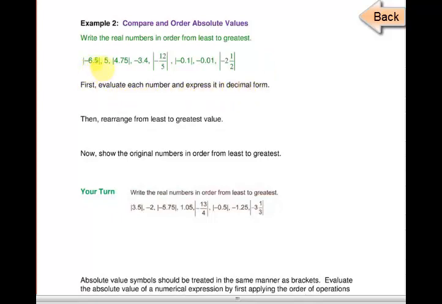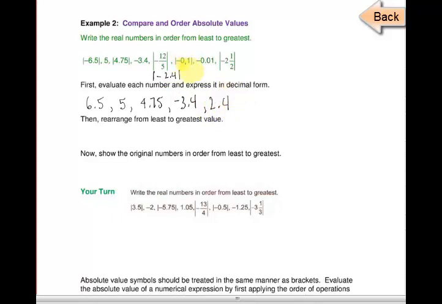Alright, so our first number is the absolute value of negative 6.5. Remember, the absolute value of any number has to be positive, so the absolute value of negative 6.5 is 6.5. The 5 is already evaluated. The absolute value of 4.75 is positive 4.75. And then we have negative 3.4. Now the absolute value of negative 12 over 5 is the same as the absolute value of negative 2.4, and so the absolute value of negative 2.4 is positive 2.4.